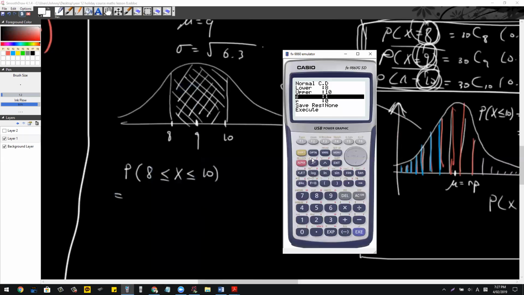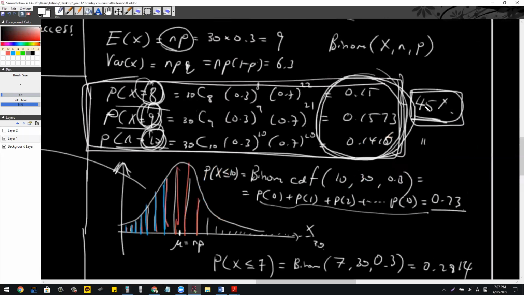Standard deviation is square root of 6.3. So that's about 2.5. And the mean is 9. And if I do that, that gives me about 30%, 31%. So how does that compare with our 45%? Are they pretty close or not?